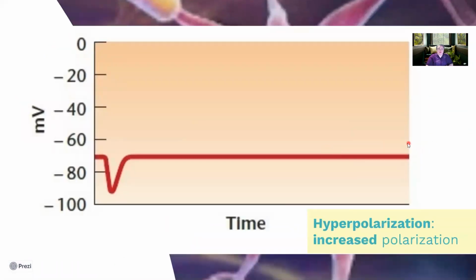So let's take a look at, let's say we were measuring someone's brain activity and this is what we saw. This is an example of hyperpolarization, which is an increase in polarization. So again, remember, around negative 70 millivolts is where our resting potential is normally averaging. And so this is an example of that hyperpolarization, becoming even more negative. And then as you can see, it sort of quickly evens out.